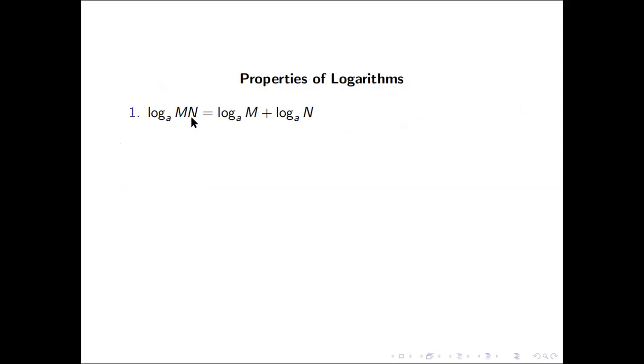Logarithm of mn base a is equal to the logarithm of m base a plus the logarithm of n base a. Stated in words, we can write or say it as follows. The logarithm of a product is equal to the sum of the logarithm of its individual factors. Okay, this is a product here. This is a sum here. So we say that the logarithmic function converts multiplication to addition, not multiplication to multiplication. So this is not a times, it's a plus.